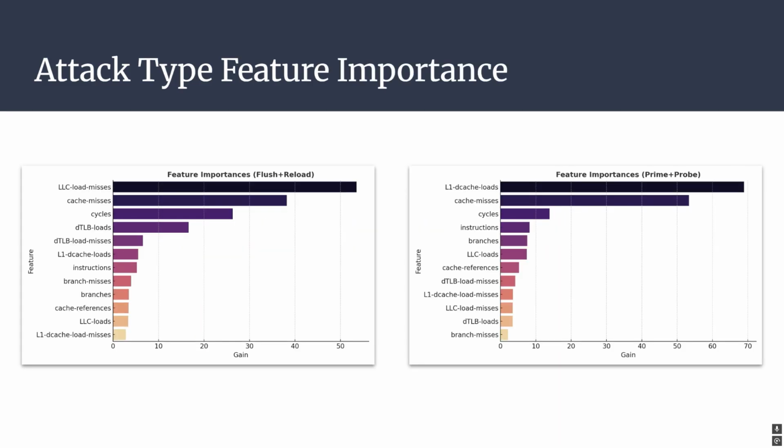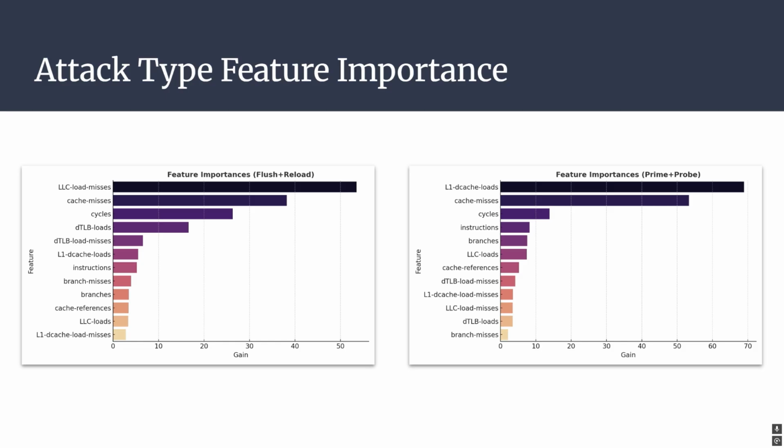And each attack leaves behind a distinct performance counter fingerprint. For Flush Reload, LLC load misses and cache misses are the top features, and this is consistent with repeated probing of shared memory addresses. Prime Probe relies heavily on L1 Dcache loads and cache misses, as this attack floods and monitors cache sets. Cycles, instructions, and branches show up due to execution variation introduced by set probing. These patterns reinforce the idea that attacks create unique pressure on specific cache levels and memory components, which our model learns to recognize.